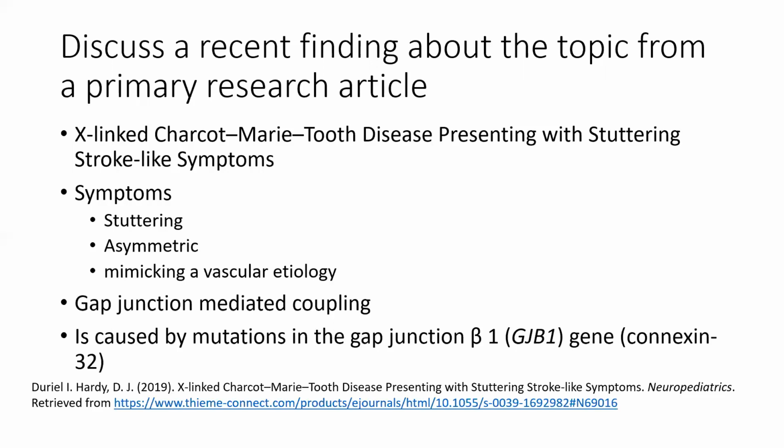So all of this is caused by a mutation in the gap junction B1, so it's the GJB1 gene, connexin 32. And this mutation is present in both the central nervous system and the peripheral nervous system.